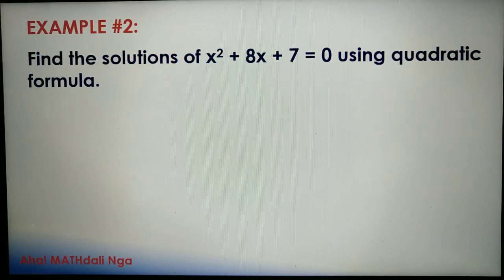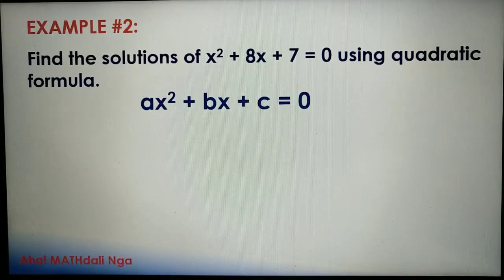Find the solutions of x squared plus 8x plus 7 equals 0 using quadratic formula. The given quadratic equation is already written in the form ax squared plus bx plus c equals 0, or in standard form. So the next step is we have to determine the values of a, b, and c in the given quadratic equation. X squared plus 8x plus 7 equals 0.